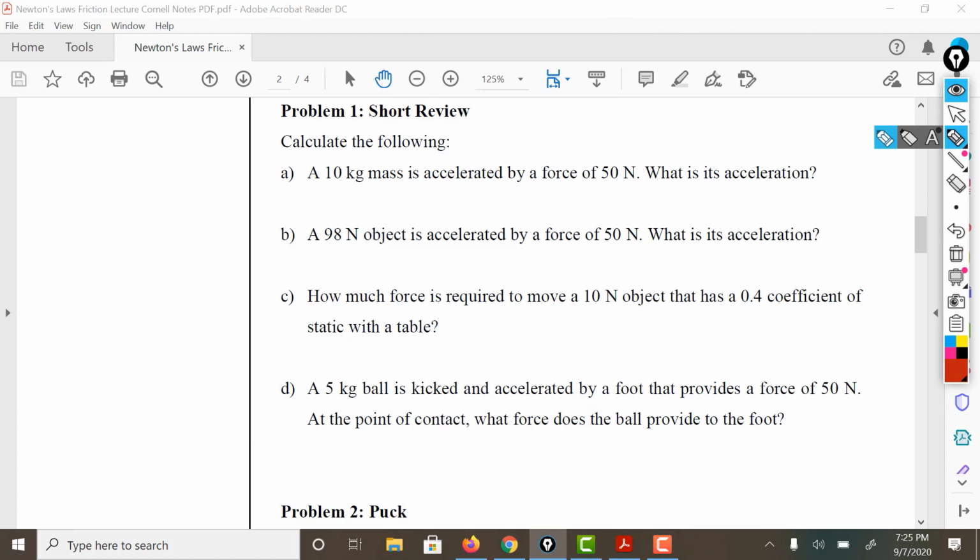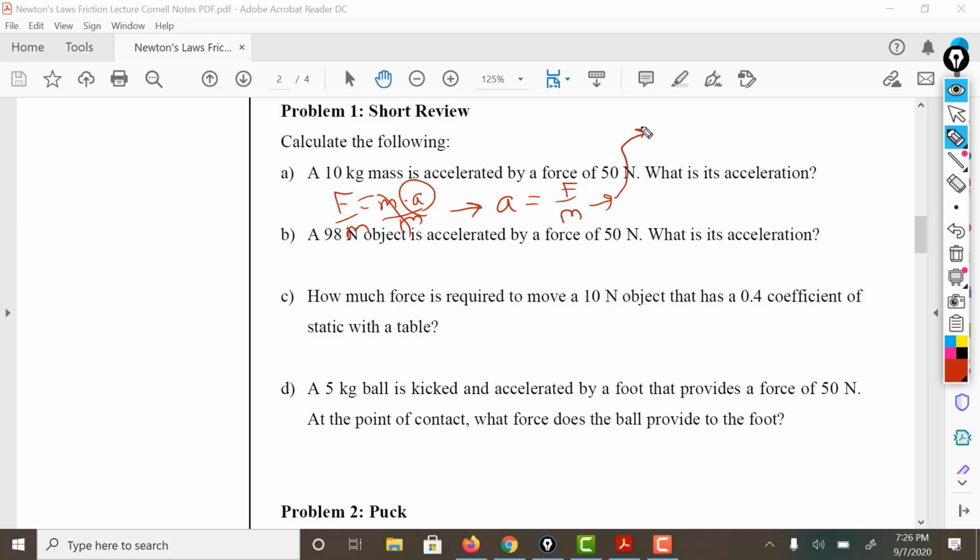Problem 1. Calculate the following. A 10-kilogram mass is accelerated by a force of 50 newtons. What is its acceleration? So we have F equals m times a. I want the a by itself, so divide both sides by m. Acceleration is force over mass.